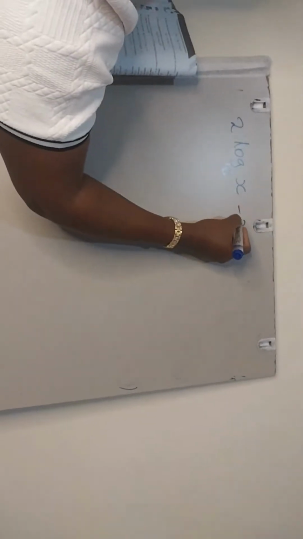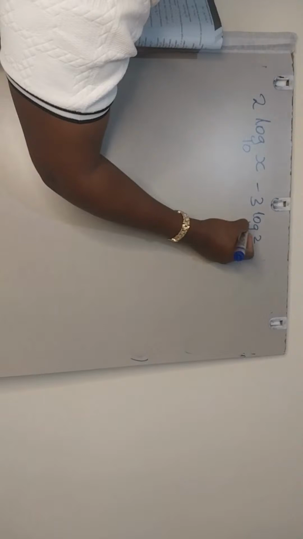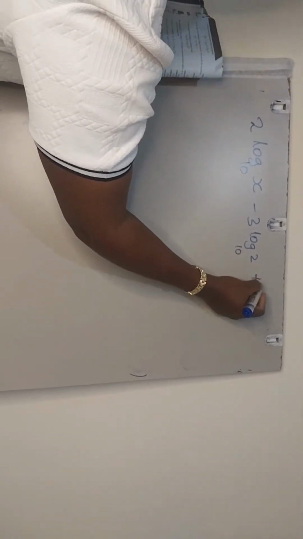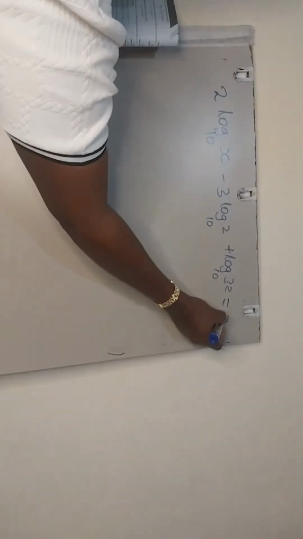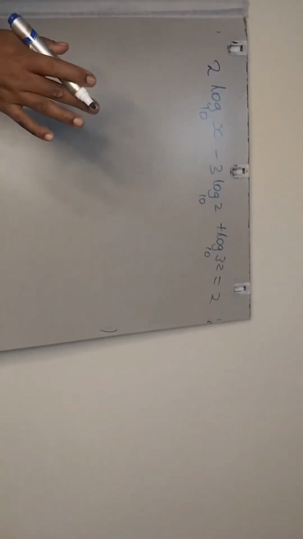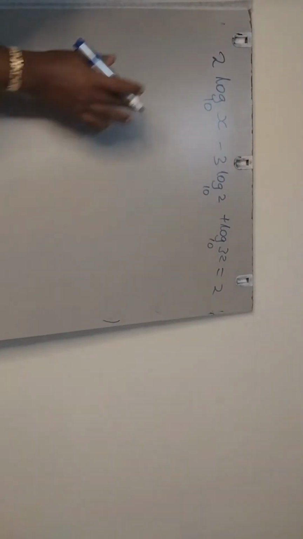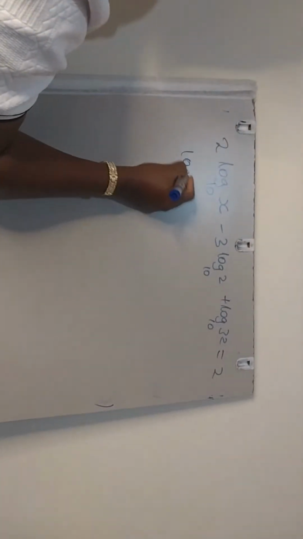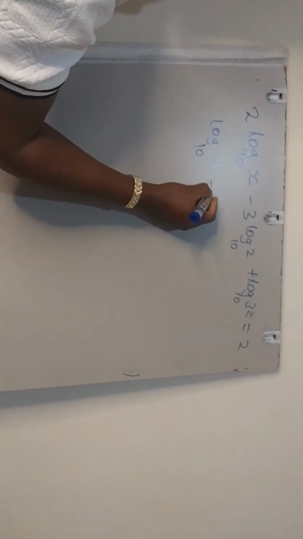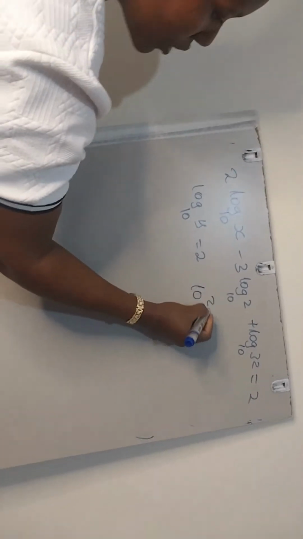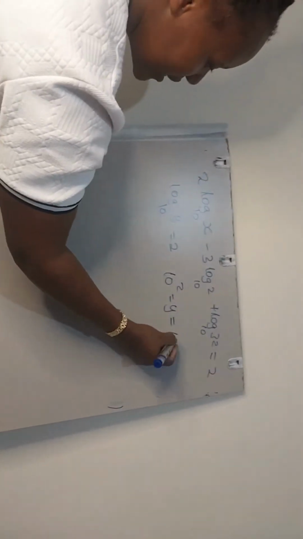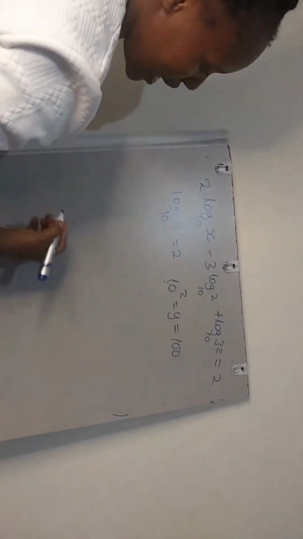It says 2 log x to base 10 minus 3 log 2 to base 10 plus log 32 to base 10 is equals to 2. We can even start by writing 2 as a log to base 10. Log what we don't know to base 10 gives us 2. We know 10 to power 2 gives us y. 10 to power 2 is equals to y, meaning y is equals to 100 because 10 to power 2 is 100.